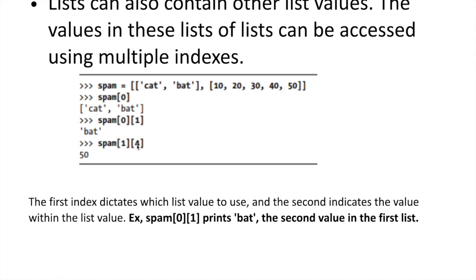In the same way, spam[1][4]. Spam[1] is the second list, the integers list. 4 means inside that list, what is the element at index 4? 50. 0, 1, 2, 3, 4. 50 is at index 4, so it will display 50. So in this way, we can include lists within lists. How can you access it? Using multiple indexes. You can see the first index dictates which list value to use, and the second indicates the value within that list. Okay, getting my point? In spam[0][1], 0 stands for the first list, and 1 is the element inside the first list. Okay, hope you are understanding, guys.